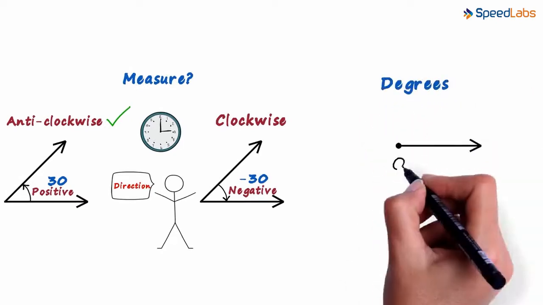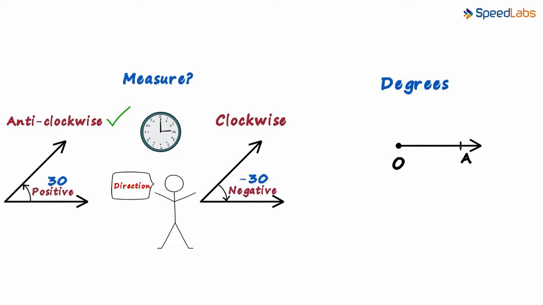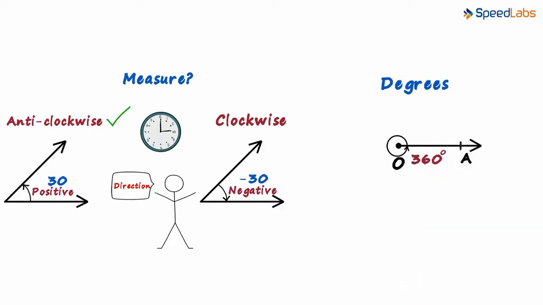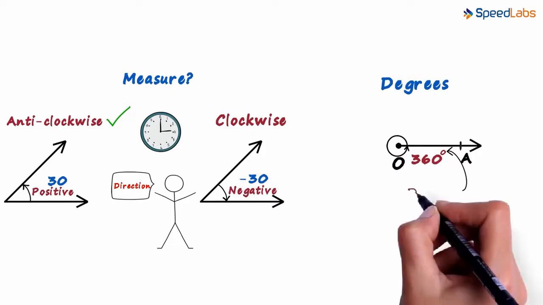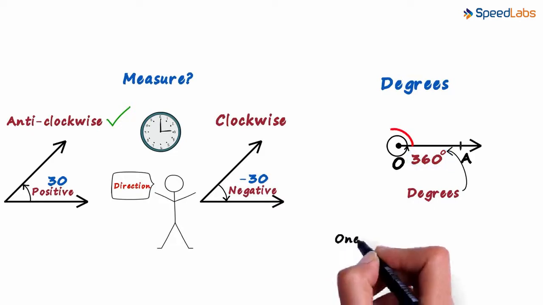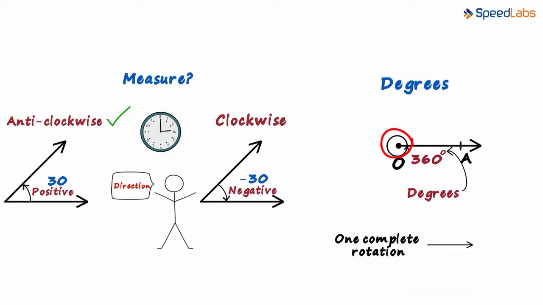Consider this ray OA. If this ray is rotated completely once, then the total angle formed would be 360 degrees. This tiny circle you see at the top right corner of the number is used to represent degrees. If the ray lies anywhere in between one complete rotation, then the measure of the angle will be between 0 and 360 degrees. So remember, with one complete rotation of a ray, we cover 360 degrees.